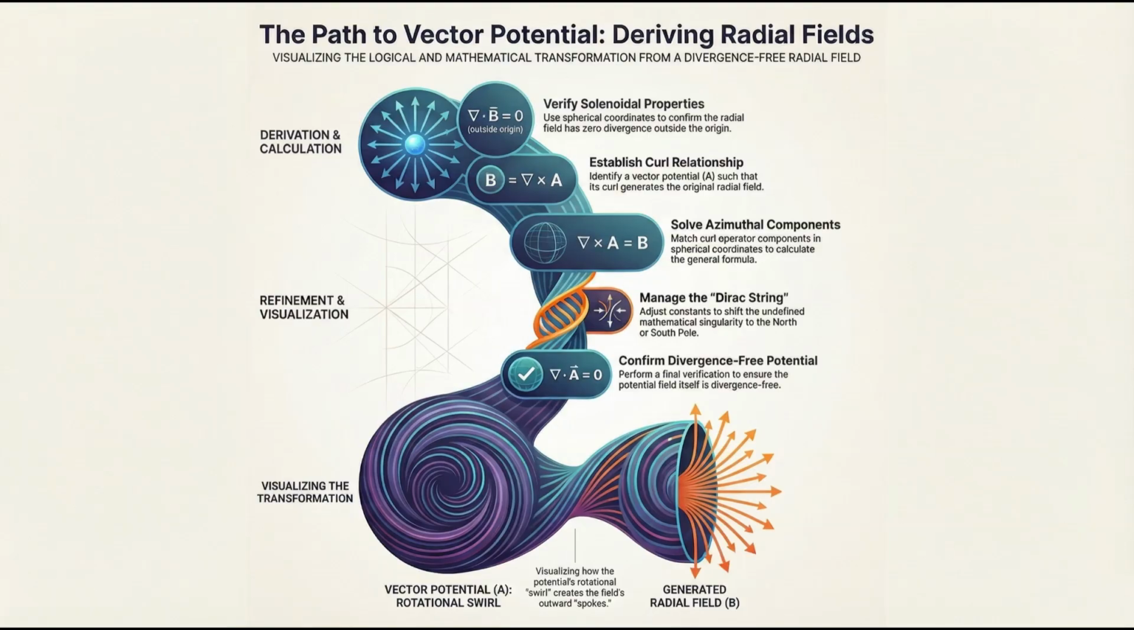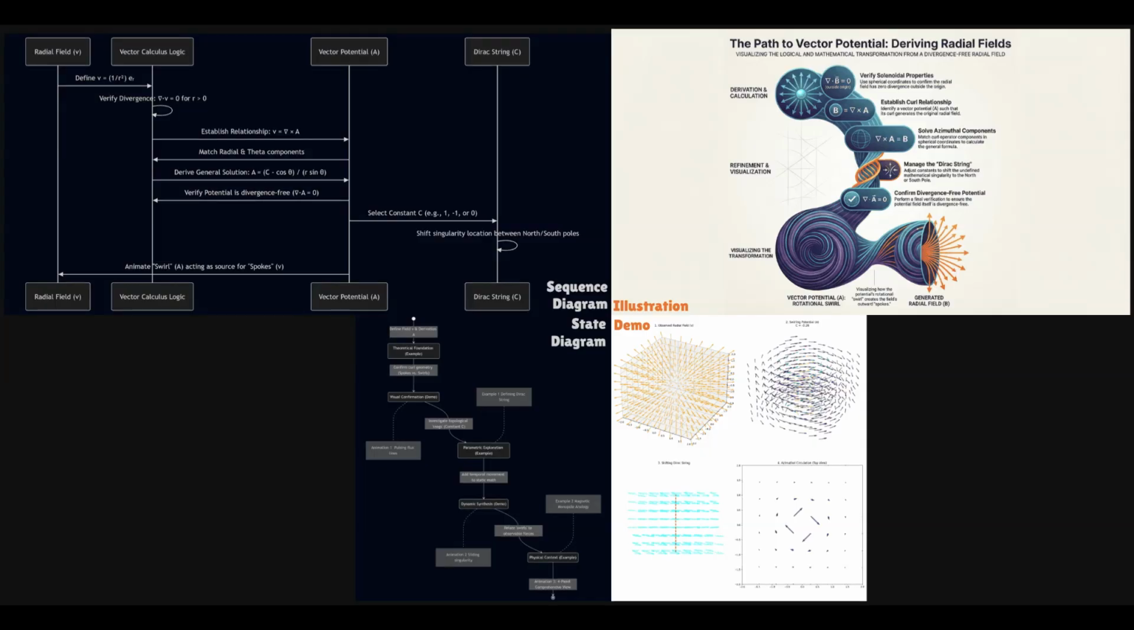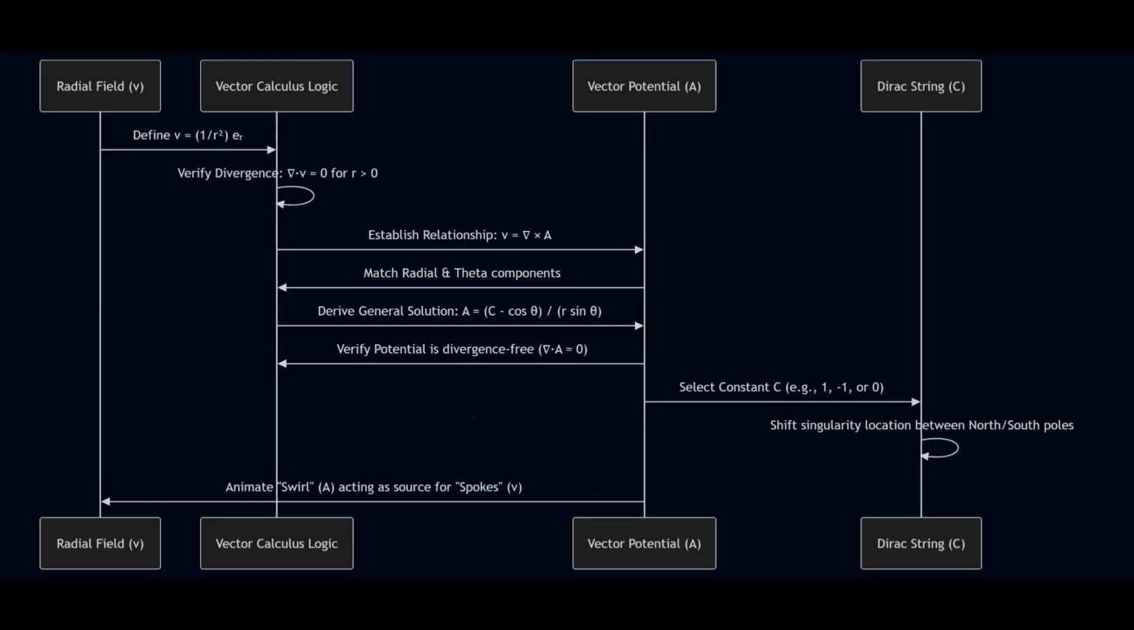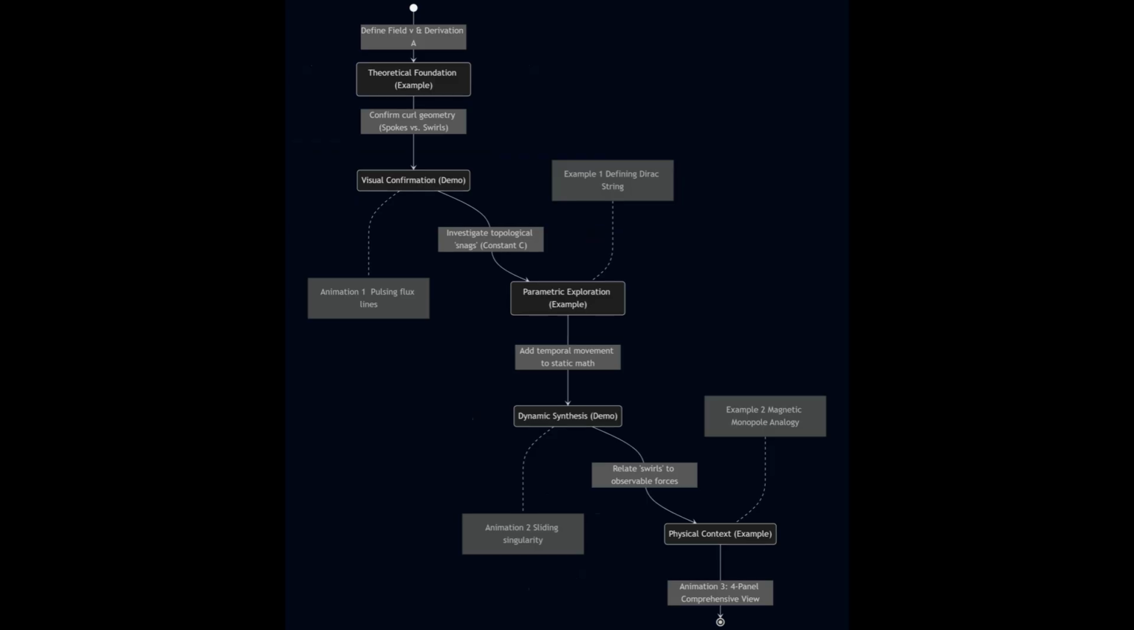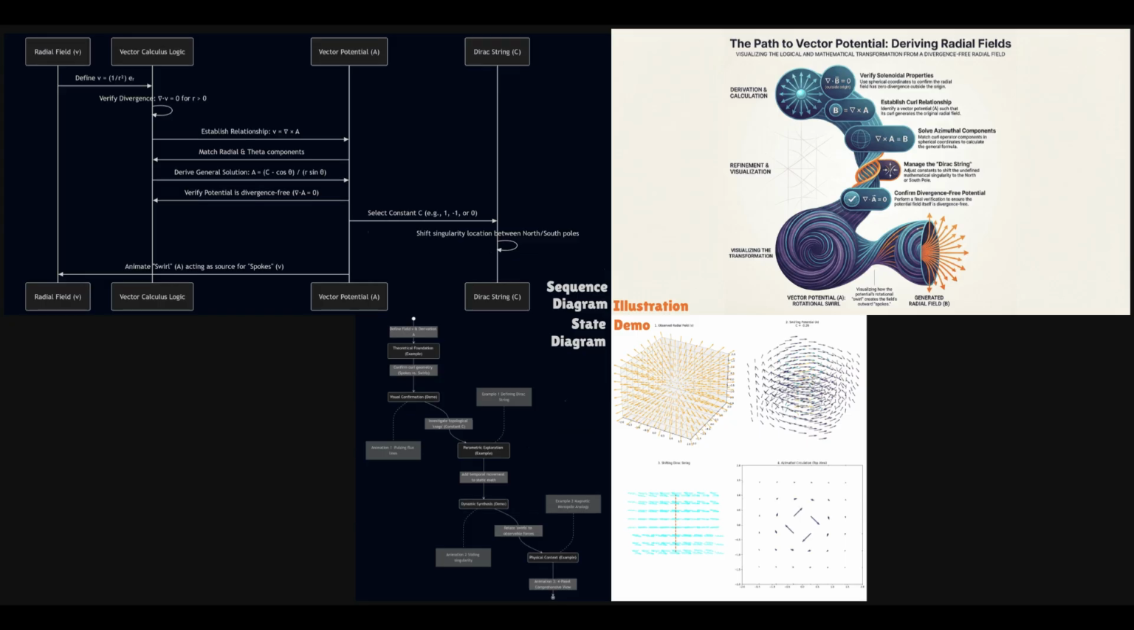The second diagram. A geometric metaphor. The second diagram acts as a geometric comparison that turns abstract roles into relatable physical images. The observable force, the spokes. This diagram illustrates the outward-pointing field as straight lines radiating from a center, much like water spraying from a point or spokes on a bicycle wheel.